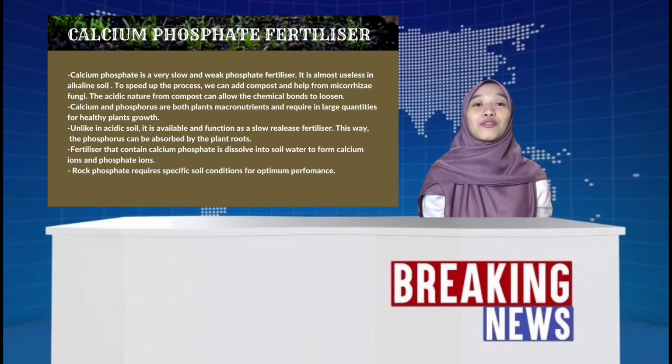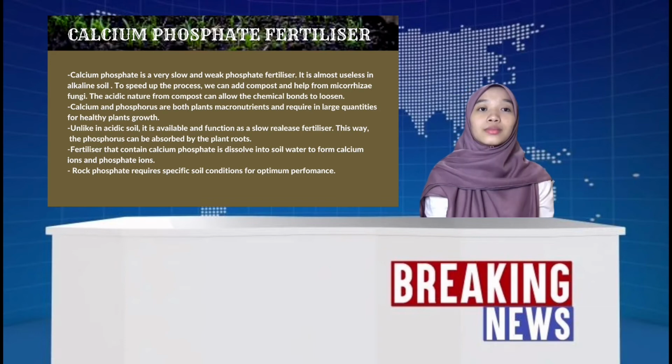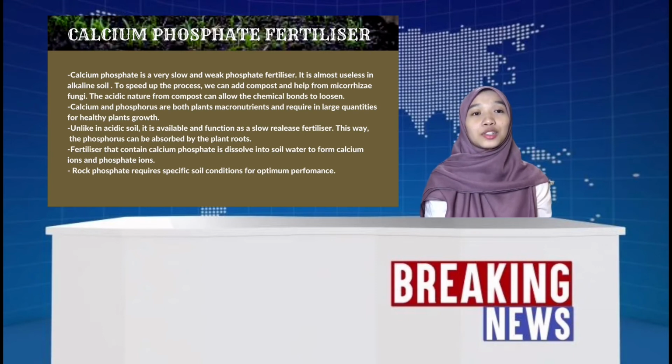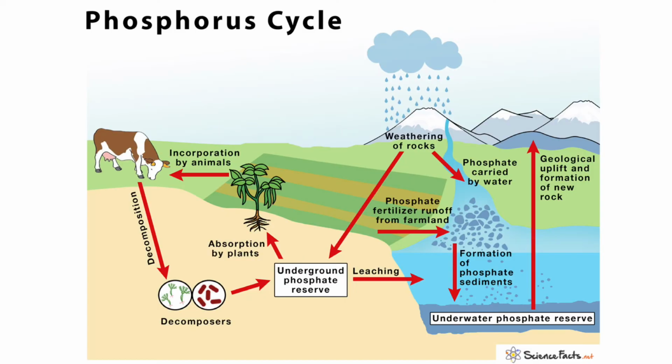Then, calcium and phosphorus are both plants' macronutrients and are required in large quantity for healthy plant growth. Unlike in alkaline soil, in acidic soil it is available and functions as a slow-release fertilizer. This way, the phosphorus can be absorbed by the plant's roots. Next, fertilizer that contains calcium phosphate is dissolved into soil water to form calcium ions and phosphate ions. And then, rock phosphate requires specific soil conditions for optimum performance.